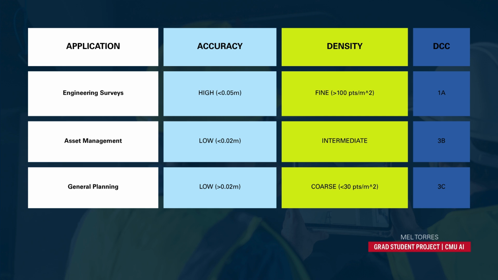If you're doing a high precision engineering survey, yeah, you need crazy high accuracy and a super fine point density. But if you're just doing general asset management, you can get away with much lower accuracy. The takeaway here is huge. You have to plan your data capture to match your goal. Otherwise, you're just creating massive costs and a mountain of data you don't even need.